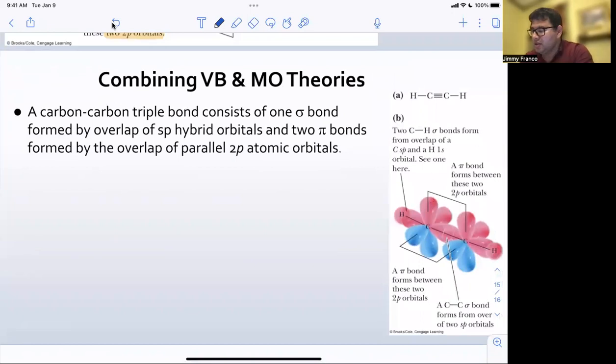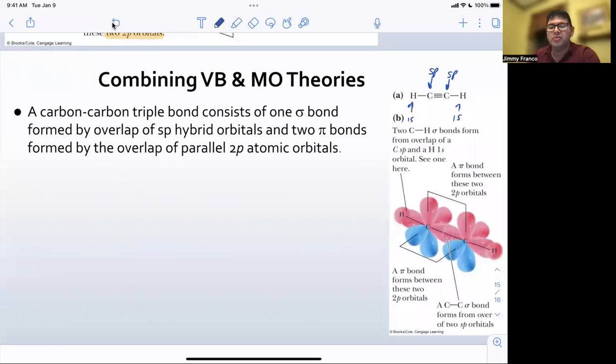So we're going to look at hydrogen, carbon, triple bond, carbon, hydrogen. Now, if you're looking at this, the carbon is attached to two things, so it's going to be sp. This carbon is sp, and then don't forget our hydrogens are always 1s.